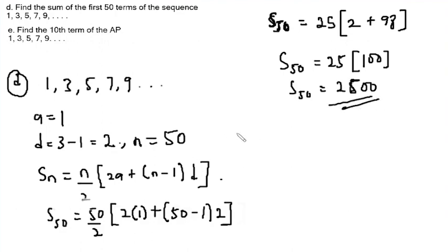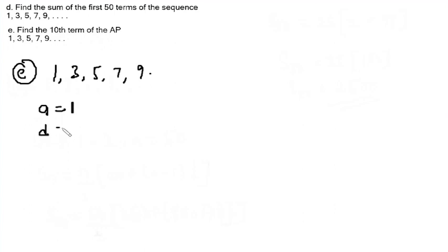So let's take the second question. So for the second question, we are asked to find the 10th term of an AP, the same AP basically. So we have 1, 3, 5, 7, 9. So the first term of this AP, A, is equal to 1. Our common difference, like before, is equal to 2. So we are looking for the 10th term, so N is equal to 10. To find the 10th term, we use this formula. Nth term is equal to A plus, open bracket, N minus 1, close bracket, D.